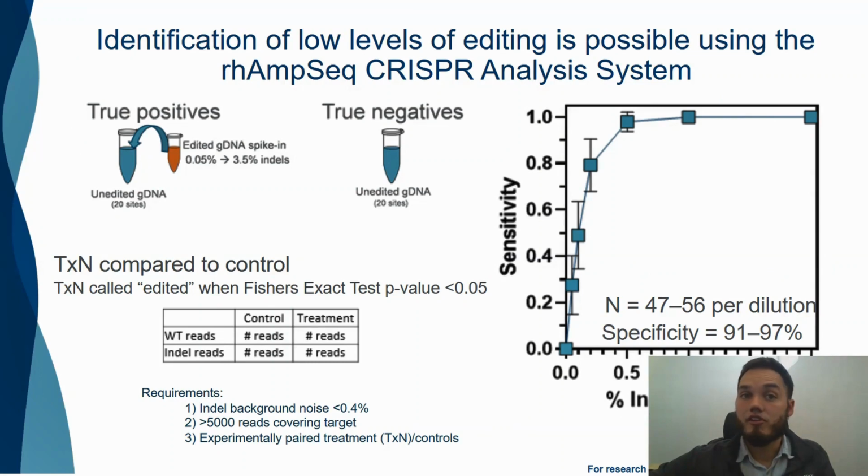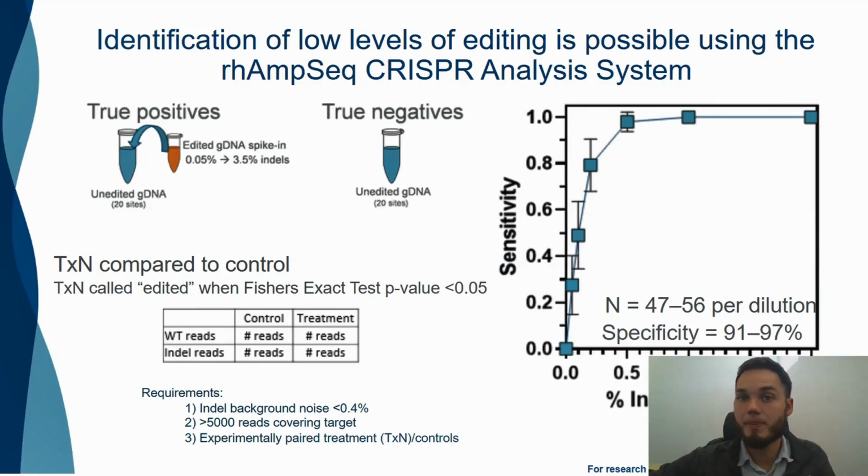Finally, we wanted to see how sensitive the rhAmpSeq CRISPR analysis system may be for quantifying low levels of off-target editing. We thus created a truth set with variable levels of indels spiked into 20 unedited genomic loci with background indel frequencies in our expected range between 0.0 to 0.4% indels. This enabled us to create a set of paired treatment and control sets that could be categorized as true positives when a control sample was compared to a treated sample, or a true negative when a control sample was compared to another control.